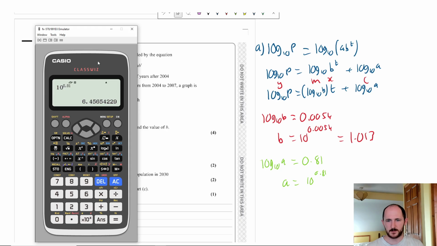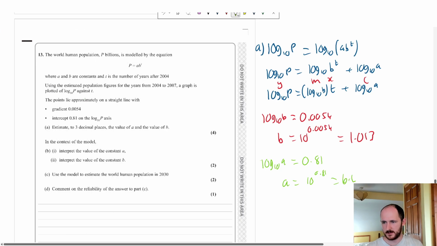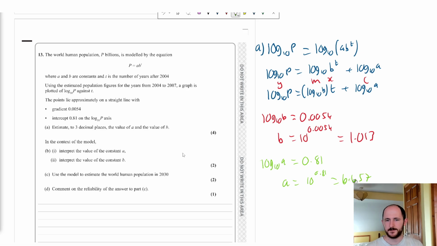That and visualizing. So 6.457. Very good. Cool. And now it asks us to interpret the value of the constant a and b in this context here.